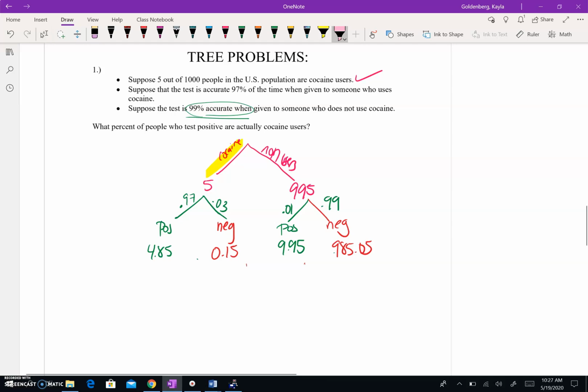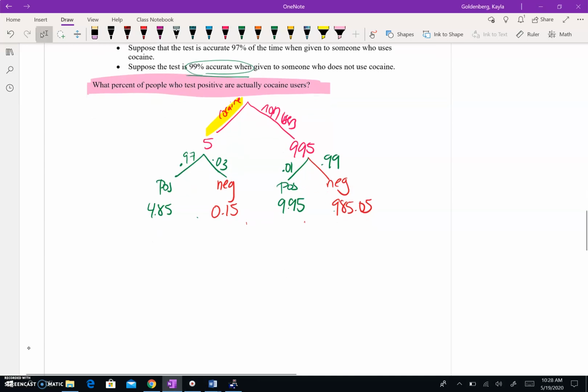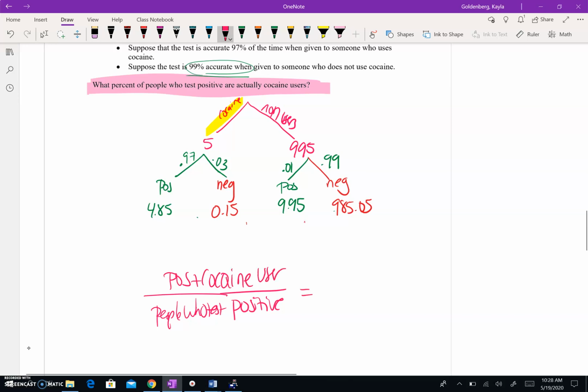Now, here's the question, and this is like the actual point of the problem, which is asking us what percent of people who test positive are actually cocaine users. So this is going to really get at the accuracy overall. So let's think about this. We want what percent of people who test positive. So people who test positive, that's like our overall total pool. And we want positive plus cocaine user. Okay, so the total people who test positive, that's our total pool.